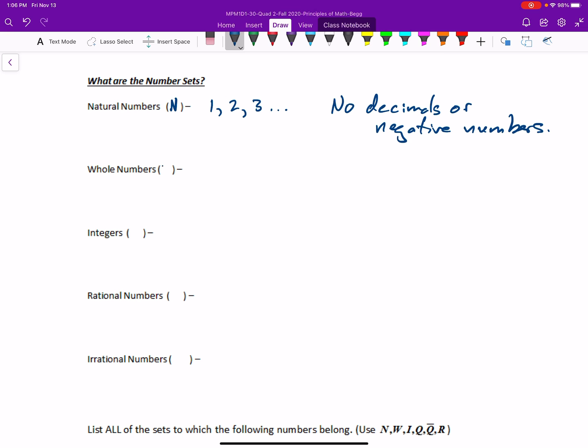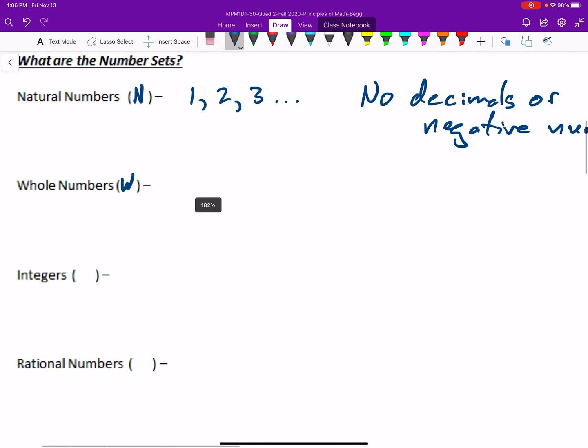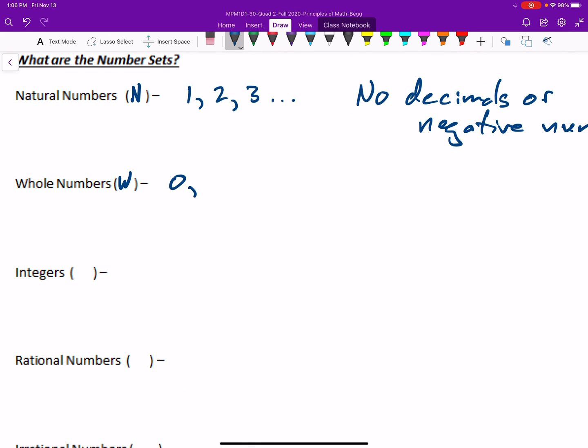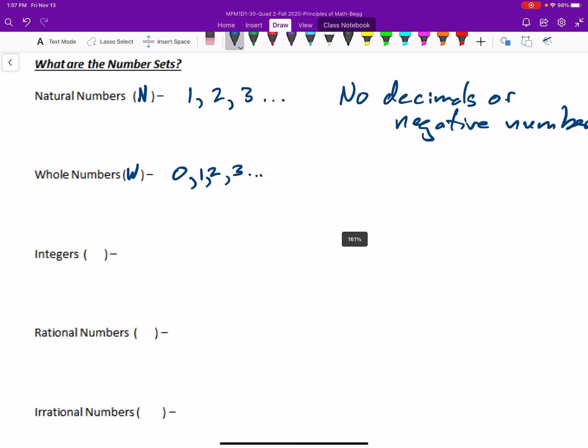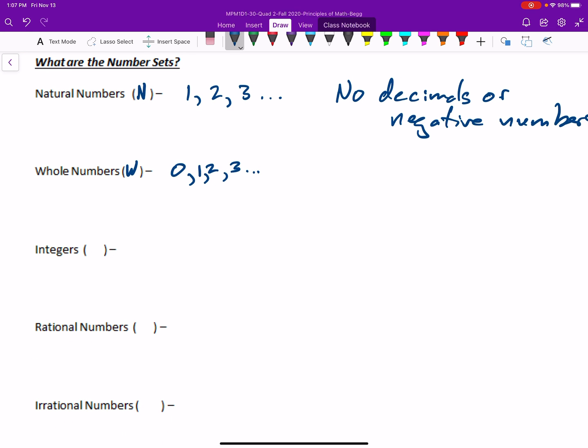Whole numbers, we use the letter W to represent them. They're the numbers 0, 1, 2, 3, and so on. And those are exactly the same as natural numbers, except with 0 as well. So natural set plus 0. That's all you need to know for whole numbers.